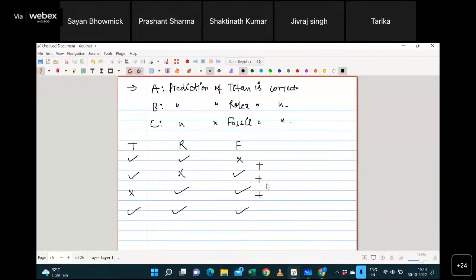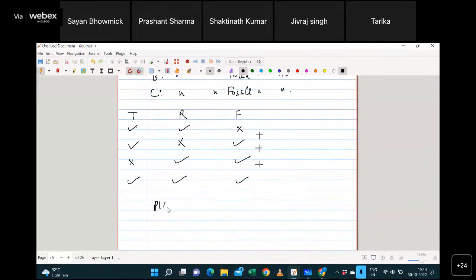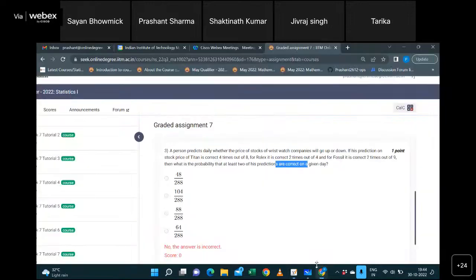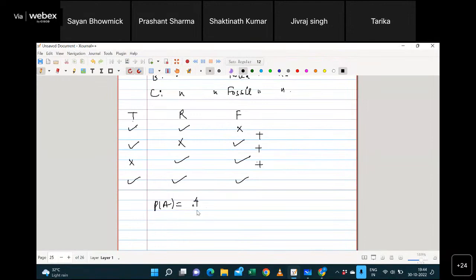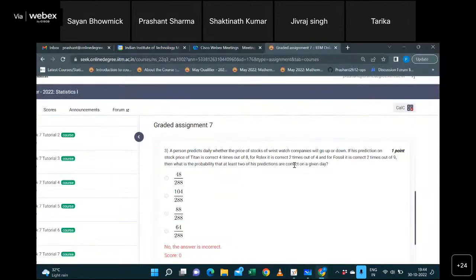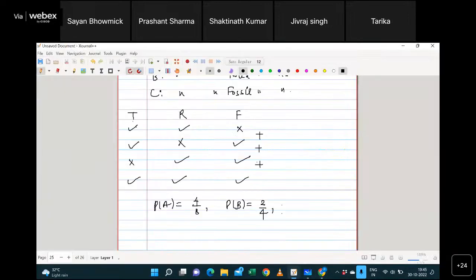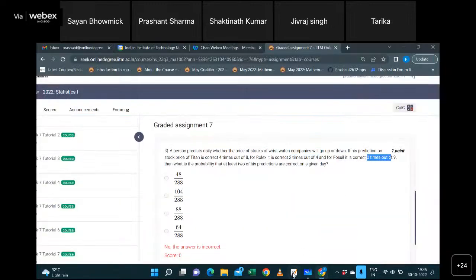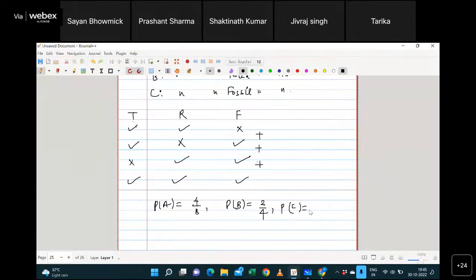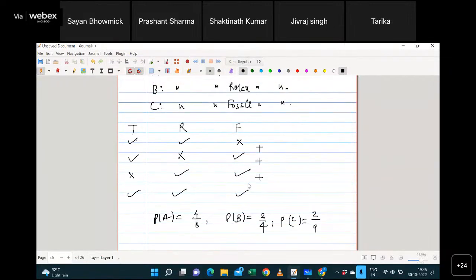So what is the probability for A? It's 4 times out of 8, that means 4 by 8. And what is the probability of B? 2 times out of 4, that means 2 by 4. And what is the probability of C? 2 times out of 9, that means 2 by 9. So what is the meaning of this thing?